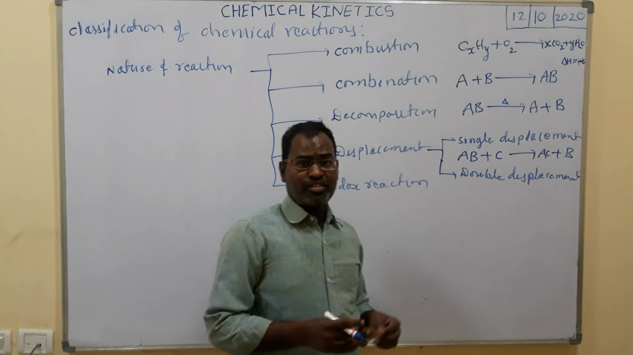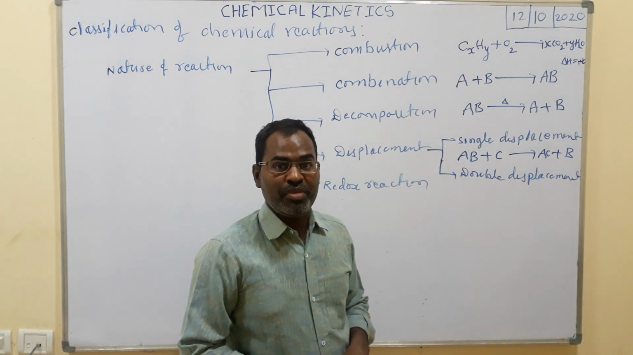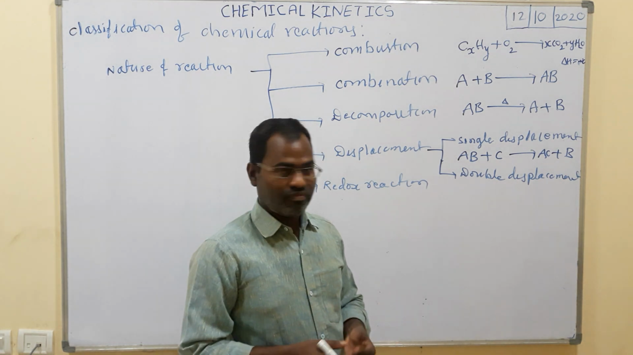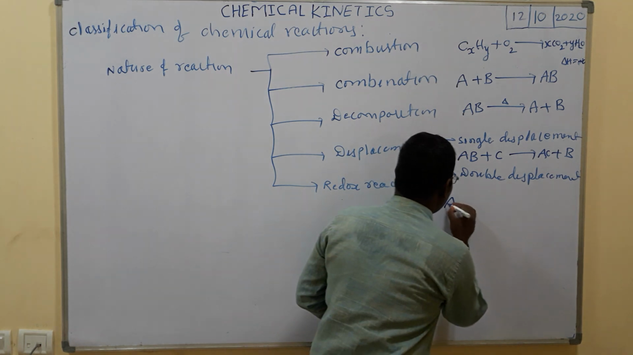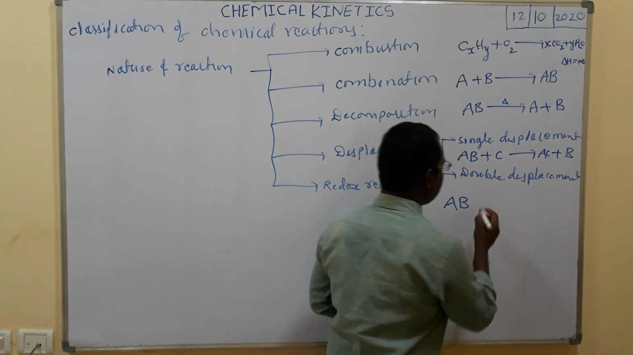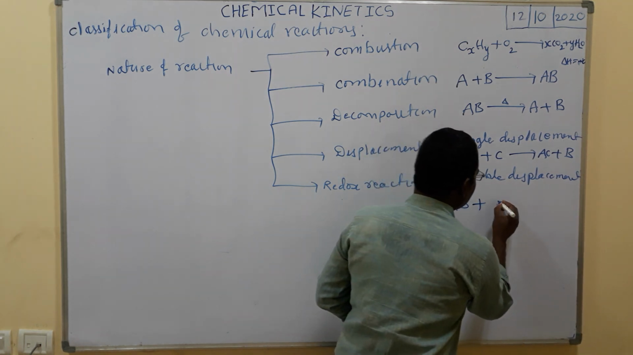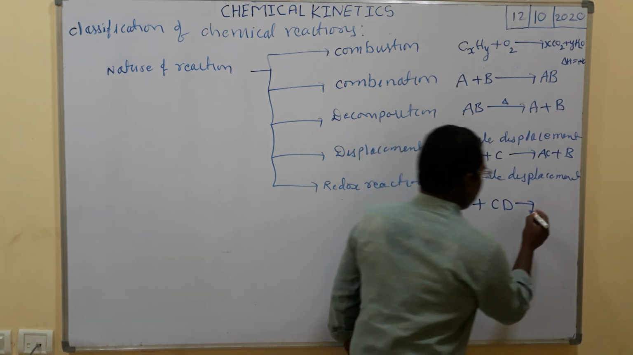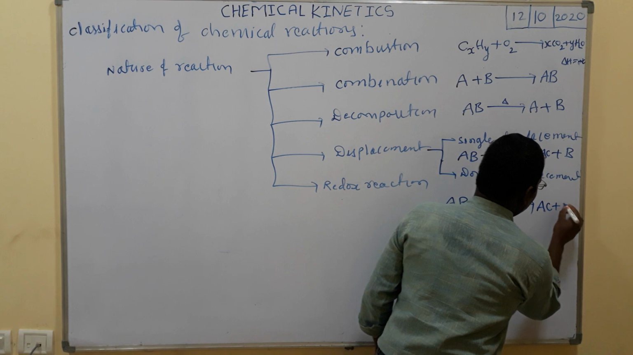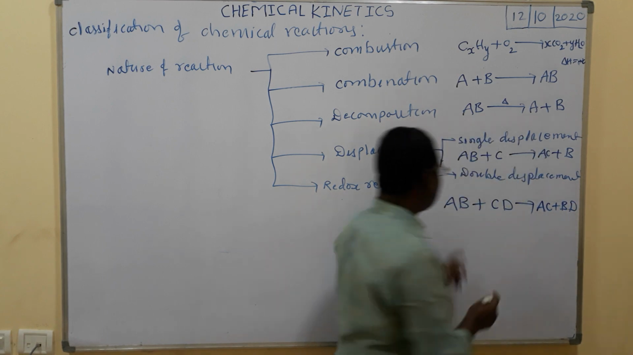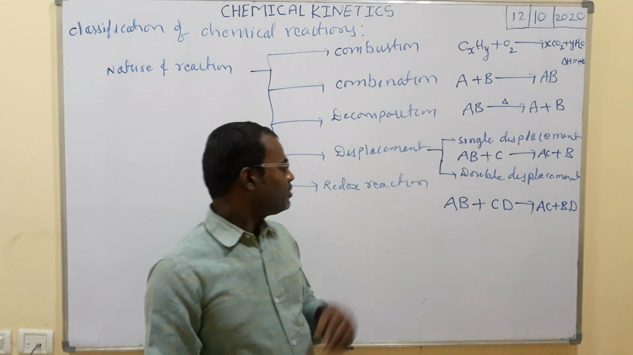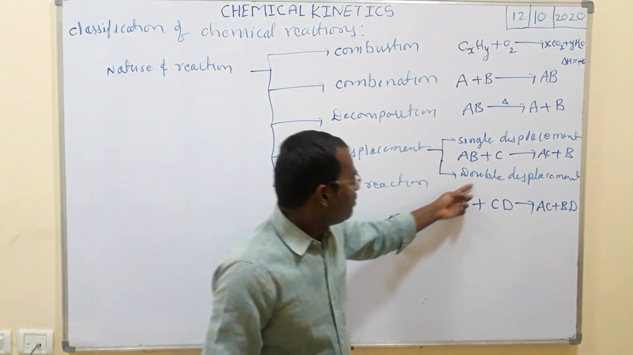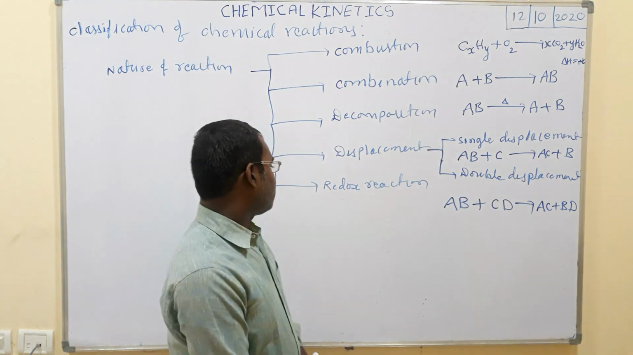Whereas in the double displacement, two substituents are displaced. For example, take AB. If we combine it with CD, then we get AC plus BD. Here two molecules undergo substitution. That's why it is the double displacement reaction.